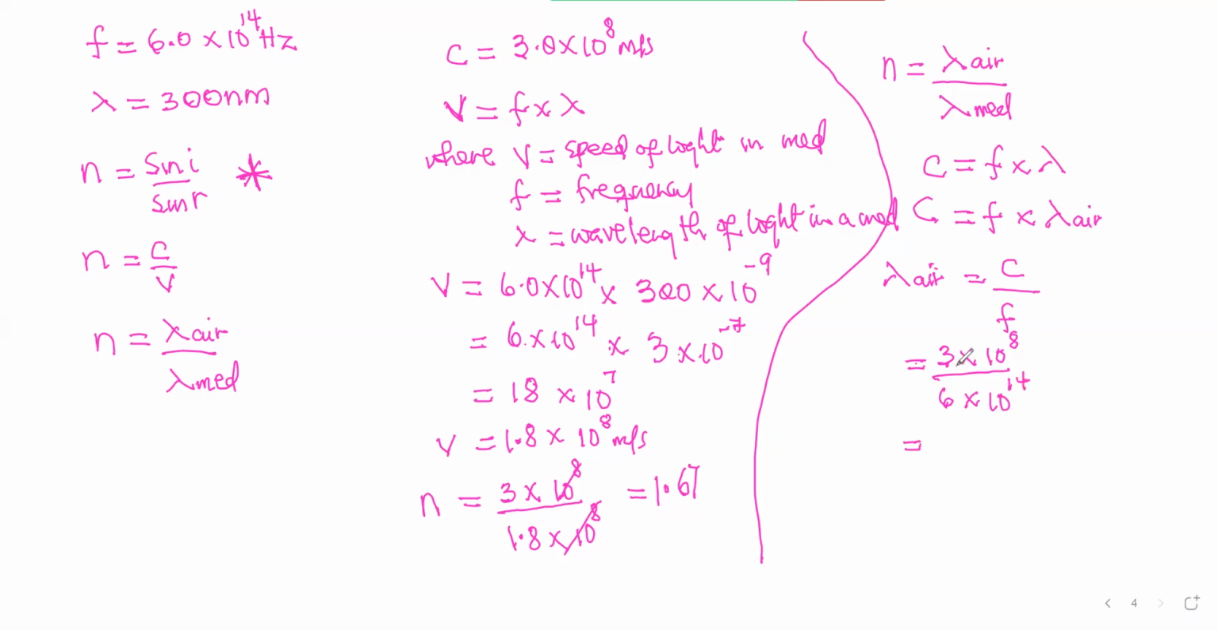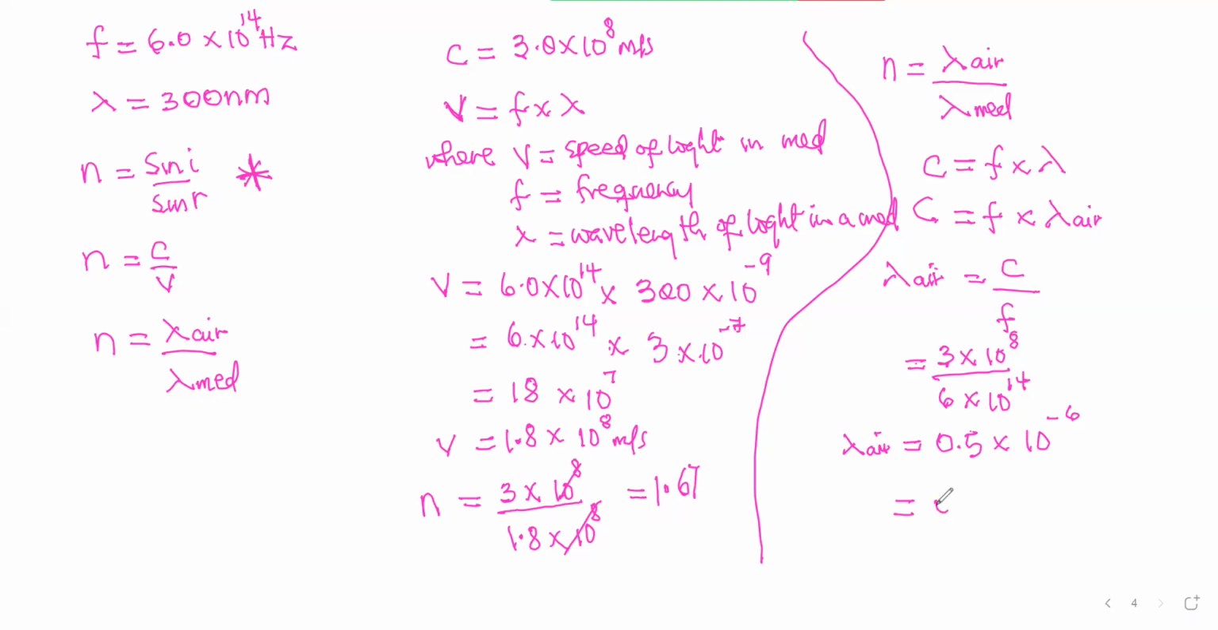This is half, 3 over 6, which is also the same as 0.5. So we have 0.5 times 10 exponent, what is 8 minus 14? Minus 6. So minus 6. Now I want to express this in standard form.